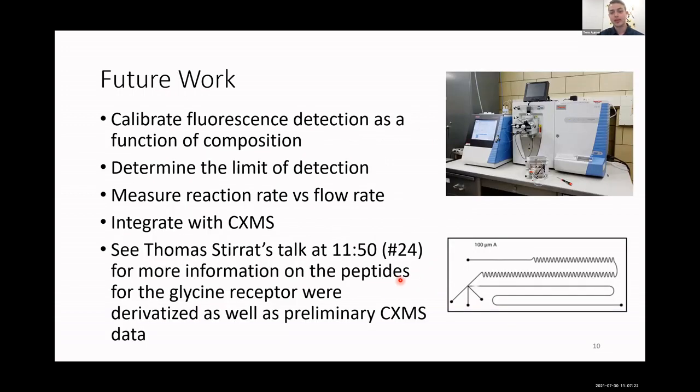So in the future, we would like to calibrate the fluorescent detection as a function of composition and determine the limit of detection. We would also like to measure the reaction rate versus flow rate to see exactly how much sample we need to run a complete reaction. And then the overall goal is to integrate with the cross-linking mass spectrometry.